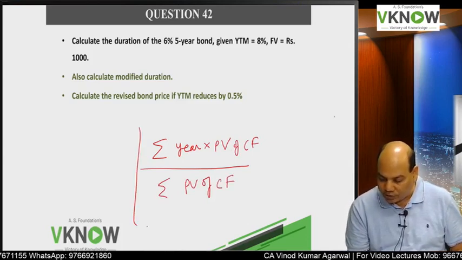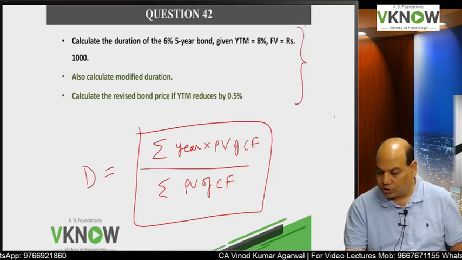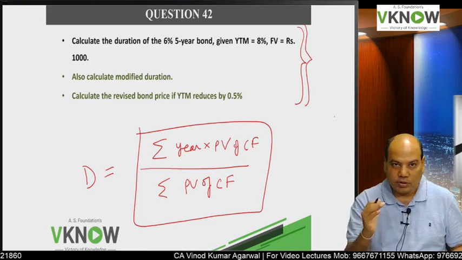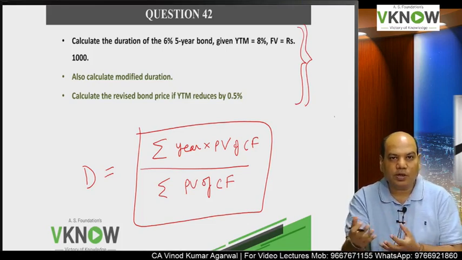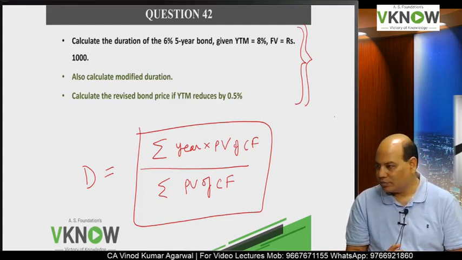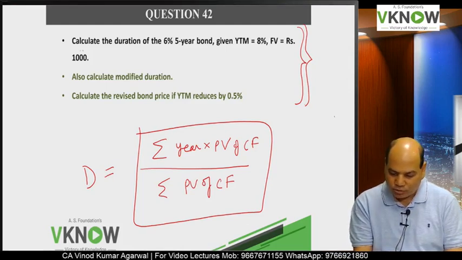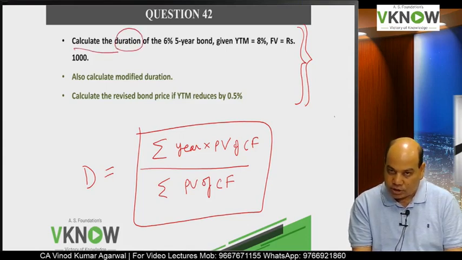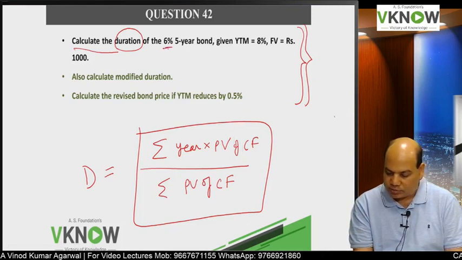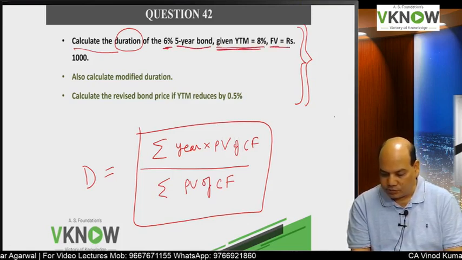Now I am going to apply this formula of duration by using this question. Question number 42 is for experiment purpose, concept problem, and then we will use this question as a base for developing more concept. Are you ready? Say yes, we are ready. And then we'll solve this question. Calculate the, we are just right now learning the calculation. Application is after this. Duration of a 6%, 5-year bond, given YTM is 8%, face value is 1000.